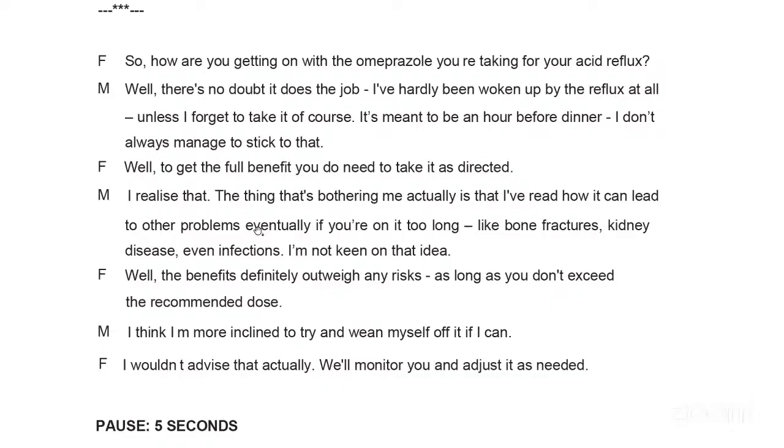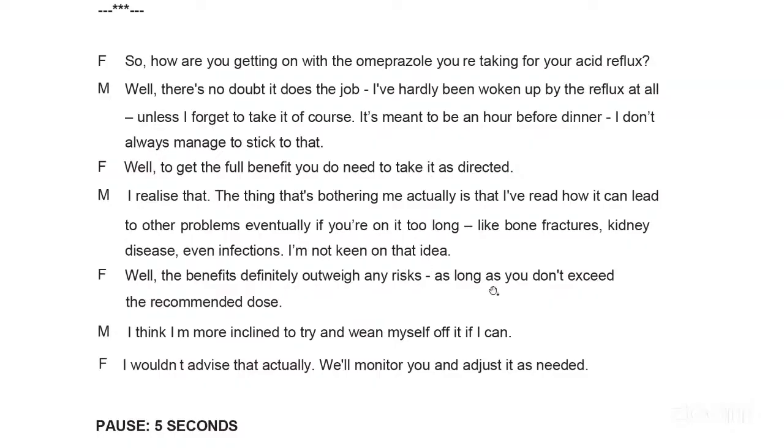Other problems. Already I have a problem. If I take this medication, there may be some other problems. What are those other problems? For example, if you are on it too long, long-term medication, side effects. Other problems means side effects. So the side effects like bone fractures, kidney disease, even infections. So I'm not keen on that idea. That's what he's telling. Okay, he doesn't want to take it long-term. That's the point. So there it is very clear.